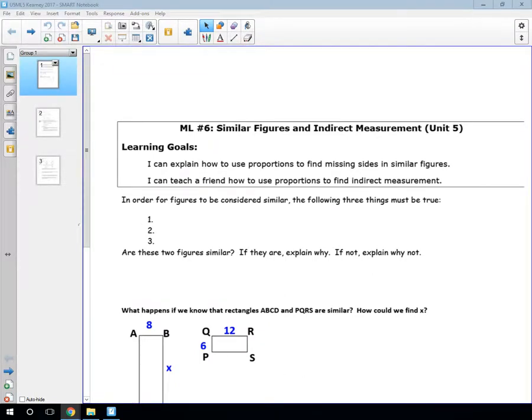So with that being said, let's go ahead and label this as entry number 6. Your entry number 5 was the carousel from today's class, and this is entry number 6. So we're going to be talking about similar figures and indirect measurement. Now I'm sure that many of you talked about similar figures in 6th grade. So take just a moment and go ahead and read the learning goals to yourself.